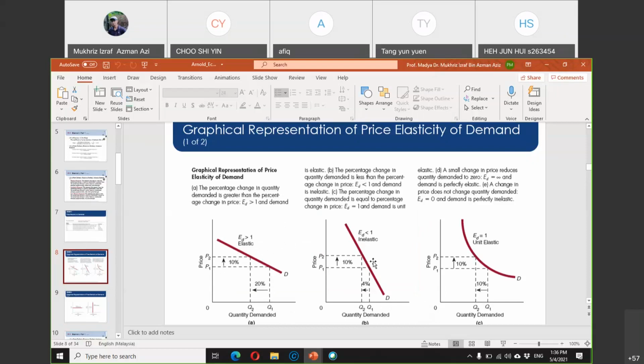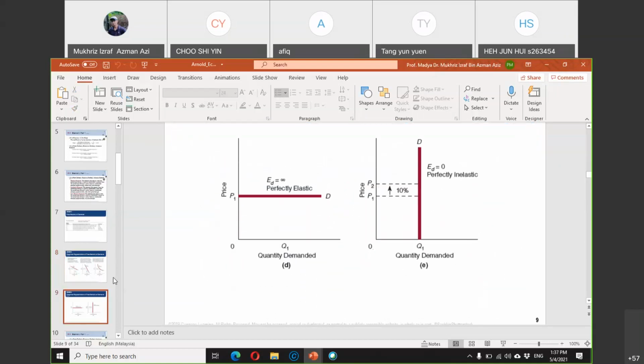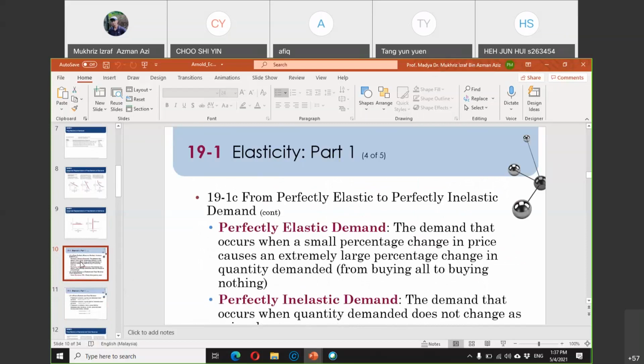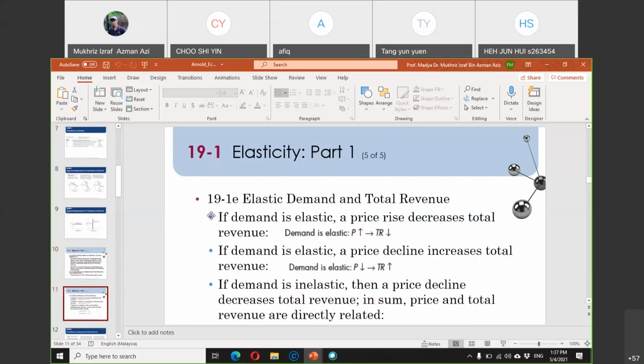And this is the opposite. Inelastic means consumers are not sensitive or not responsive to changes in price. So although price changes a lot, demand only changes by less than the change in price. So that is the concept of elasticity of demand.